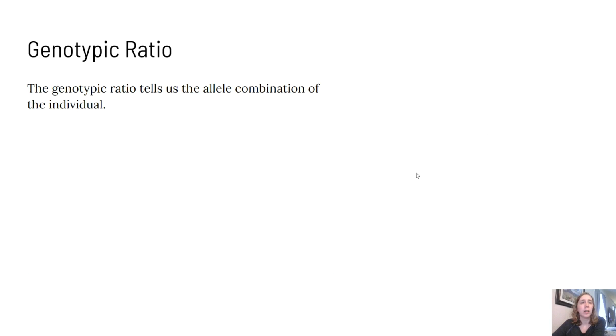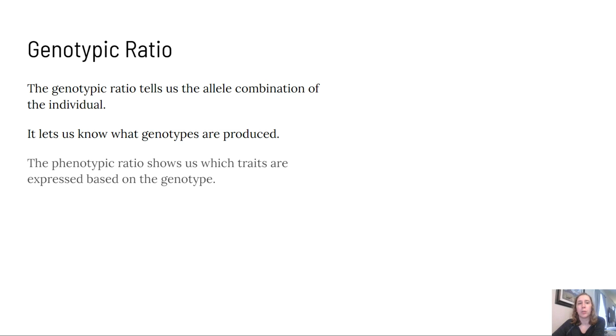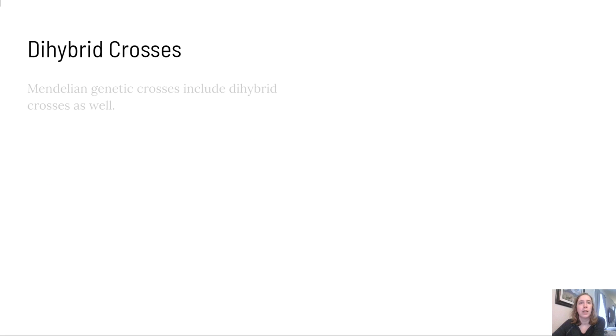Our genotypic ratio tells us the allele combination of the individual. It lets us know what genotypes are produced between the two parents. The phenotypic ratio shows us which traits are expressed based on the genotype, and these ratios are often different. Okay. We can also do a dihybrid cross.